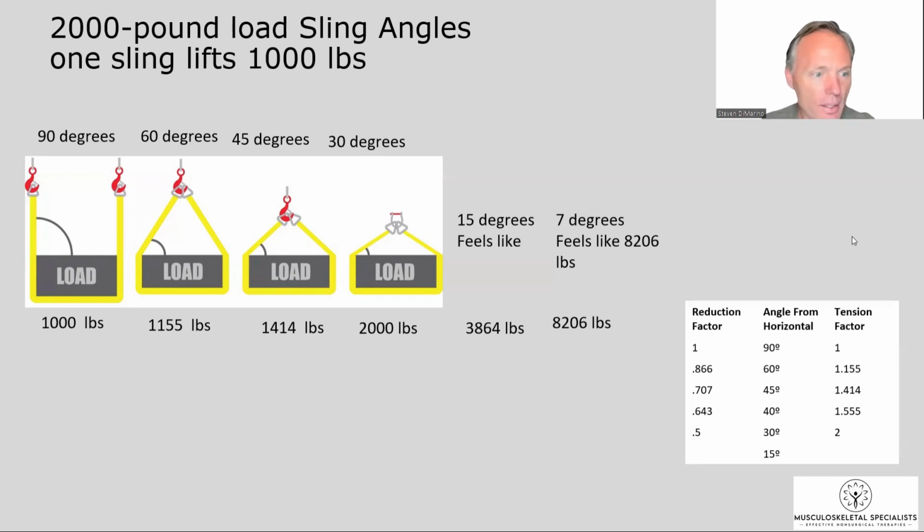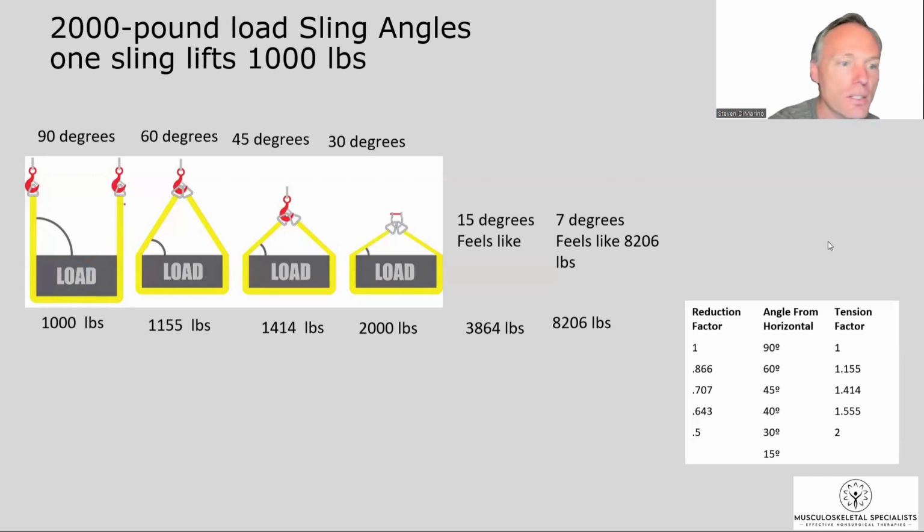Now I say this is a 2,000-pound load. And the sling angle here is 90 degrees. So we're talking about this right there. This is a basket hitch on this load. So you've got here and here. And so each side is holding 1,000 pounds. There's 1,000 pounds of force on each one of those slings.